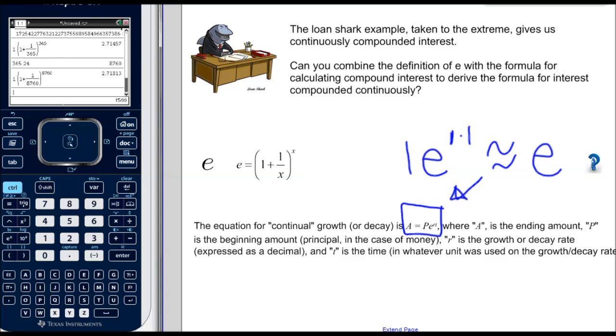So if the loan shark gives us the opportunity to compound our interest continuously, that means even more often than every second. It means continuously, every split second, every millisecond, even faster than that. So the most we will ever have to then pay for our loan of that same interest rate is going to be the number E, so about 2.718.